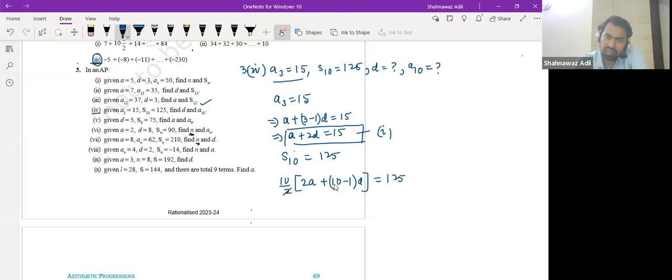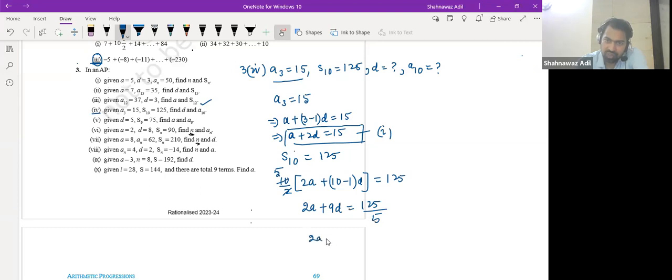But you see that we want to have the equation in the form of A and D, right? If we write an, then this would be another variable, so we'll have three variables there. In that sense, we have to use this A and D. So this would be 5, and this 5 comes in the denominator. So this is 2A plus 9D, and this is 125 by 5.